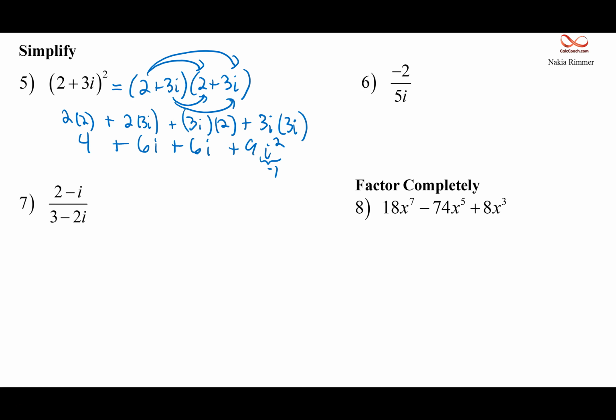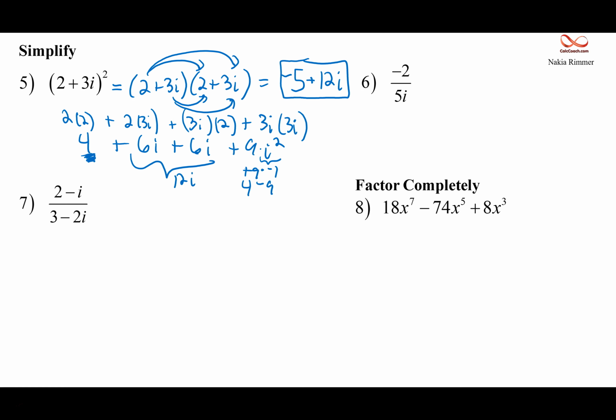i squared, remember, is a negative 1. That's multiplied by 9, so that's a negative 9. The 4 together with that negative 9 gives you a negative 5. The imaginary parts combine like a polynomial. Coefficients add up to be 12, and it's on i. So we've added and subtracted and we've multiplied. Now we want to look at dividing.